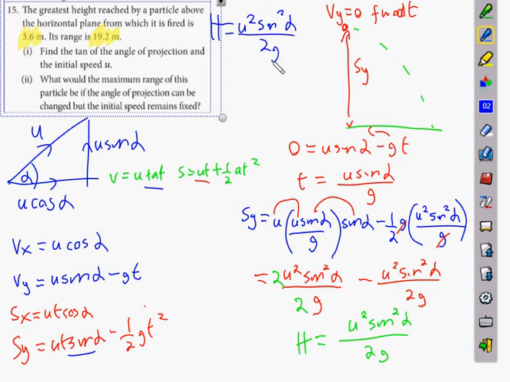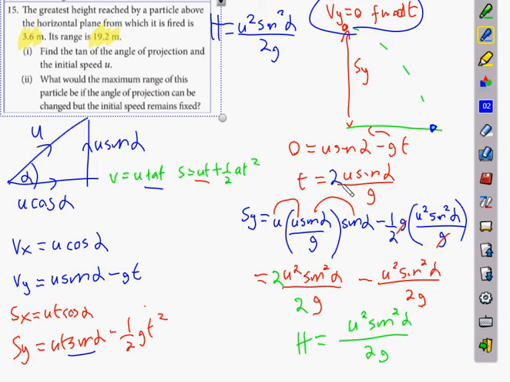Okay, now I have to figure out the range. Can anybody tell me a quick way to find the time for it to land? Just a quick way. It's twice the height I just got on top, isn't it? So I can just multiply that by 2. So I can jump straight into my next one.